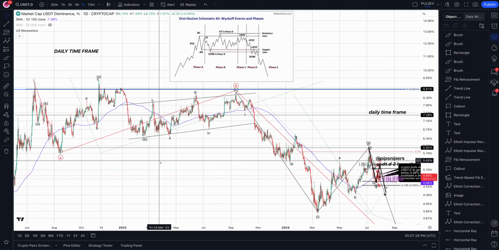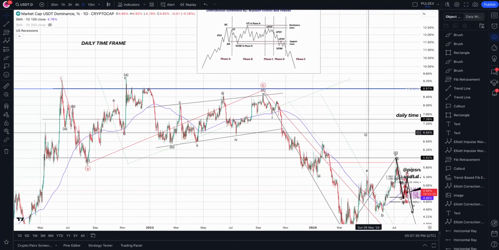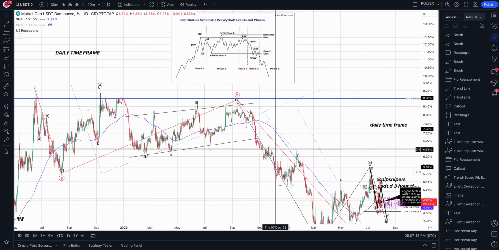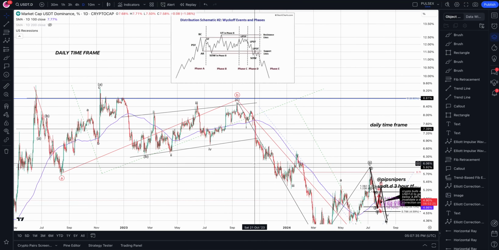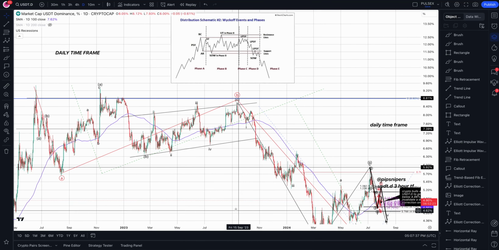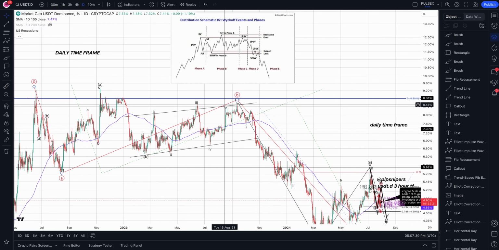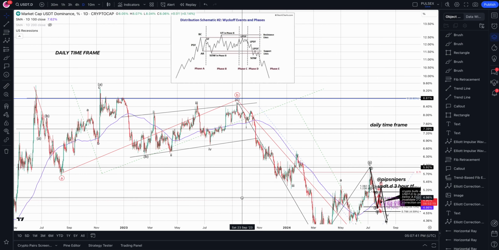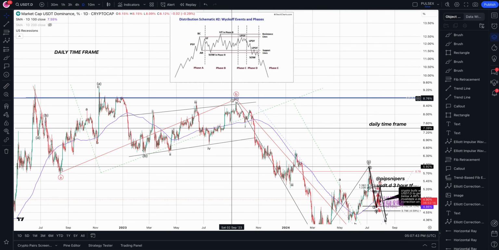Let's take a look at USDT dominance over here. I like to call this the DXY of crypto because this chart moves the exact opposite to that of crypto. You can see that every pivot point we had, crypto also had a pivot point at the same time. Anytime this chart goes up, crypto goes down. Anytime this chart goes down, crypto goes up.